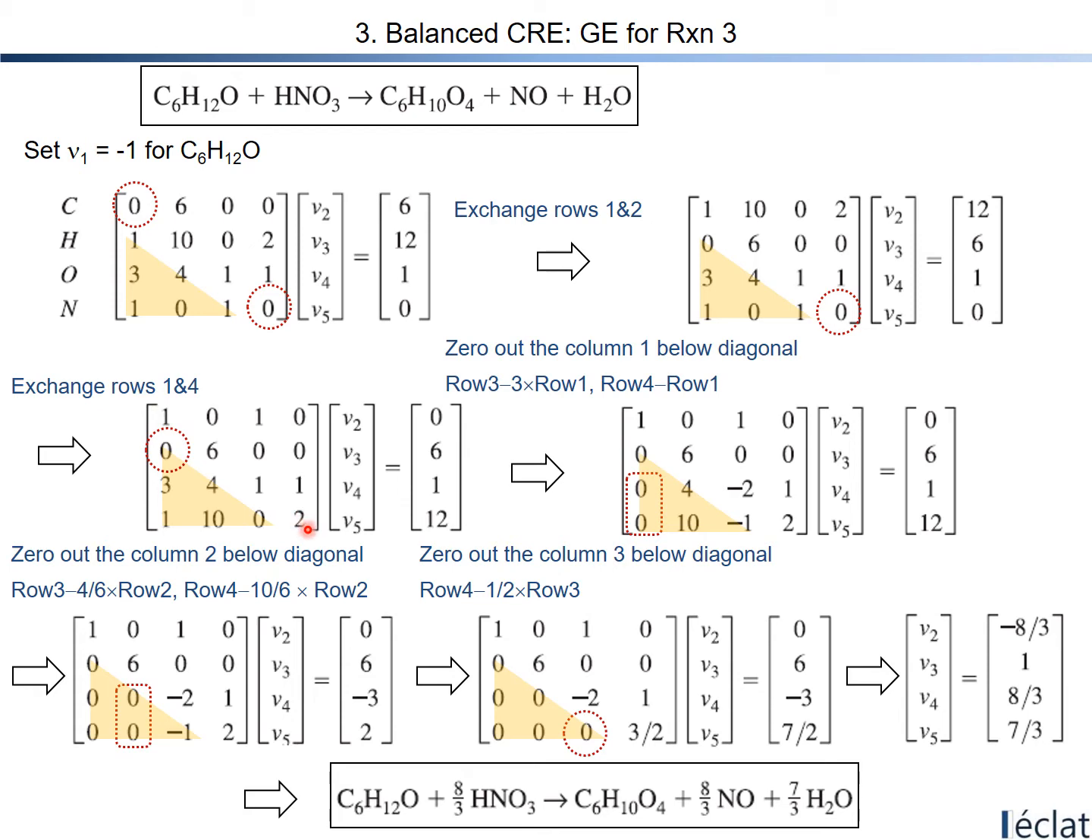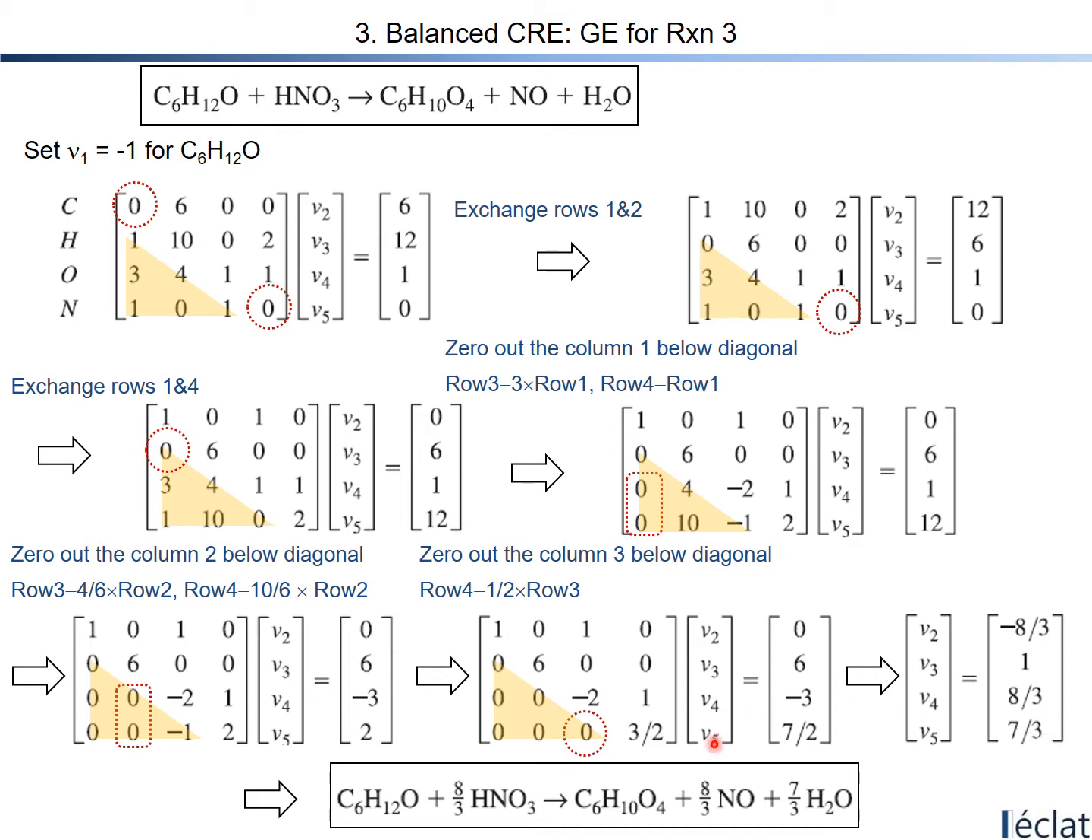Then it's time to zero all entities of the triangular matrix. Maybe you can do it following this operation, and this operation, and this operation. Finally, you can have the reduced triangular form in this matrix. Then you can calculate the unknowns. So nu 5 is equal to 7 over 2 divided by 3 over 2. So the value is like that.